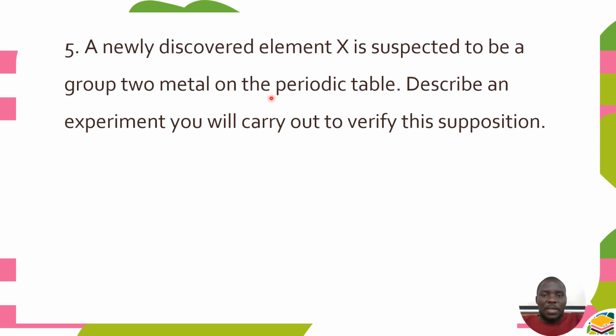So we can also have an experiment that we need to describe here. A newly discovered element X is suspected to be a group 2 metal on the periodic table. Describe an experiment you can carry out to verify if this one is a group 2 element.